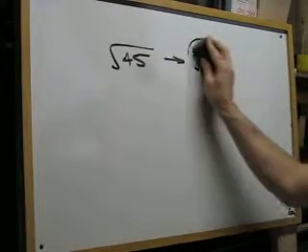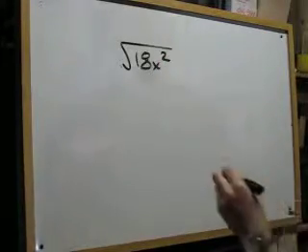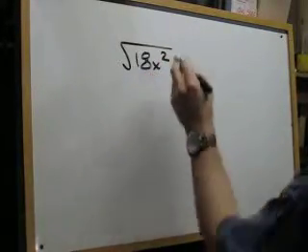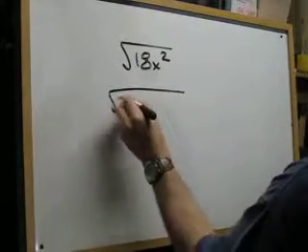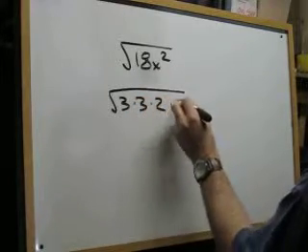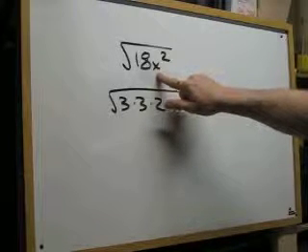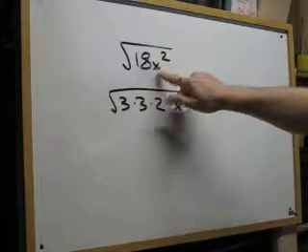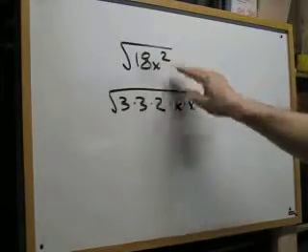Alright, so let's try one like example 2 on page 424. Square root of 18x squared. Let's break this down into its prime factors, and then we've got to break the variable down into its prime factors. So this is going to be 3 times 3 times 2 times x times x. Anytime you're breaking a variable into its primes, it's just going to be x times x, because there's a 2 up there, and so we have 2. If this was a 3, there'd be 3. If this was an 8, we'd have 8.